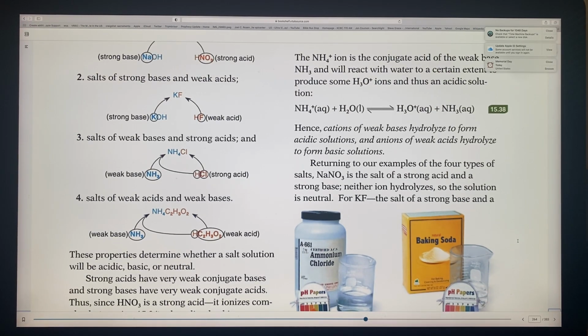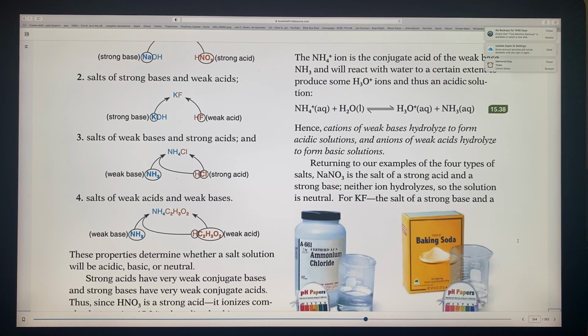So basically saying if you take a strong acid and a strong base and you put them together, you're going to get a salt. And that salt is just going to be salt, neutral. It's not going to hydrolyze with the water and make the salt acid or base. But if you have a weak acid and a weak base, or in the line of some of those, it's going to hydrolyze with the water and produce a more acidic or a more basic salt.